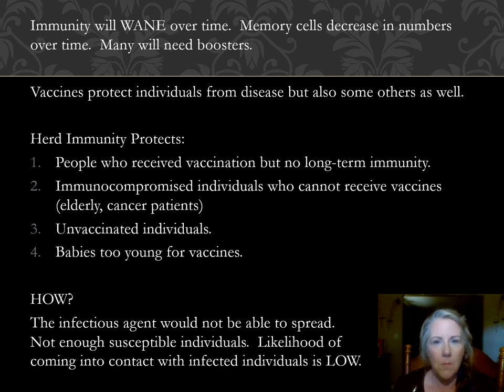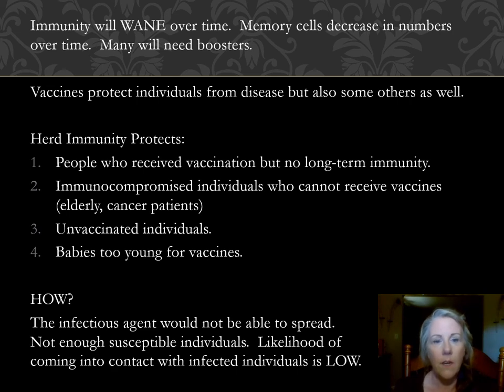Number two, immunocompromised individuals who cannot receive vaccines. We've talked about immunocompromised before. I think you know what that means. This would include people like the elderly and cancer patients. These will be considered immunocompromised. People who have other types of disorders, if you have another type of disorder, you could be immunocompromised, and it may not be recommended that you receive these vaccines because of that.